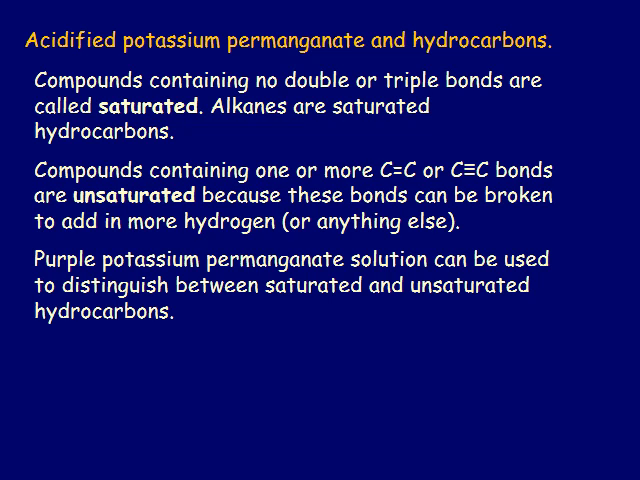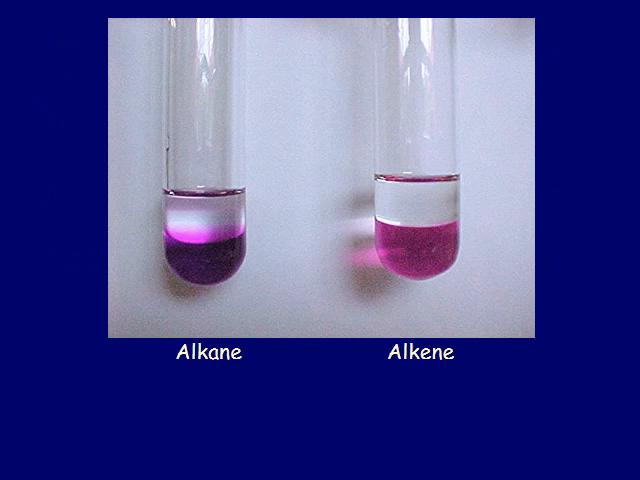Purple potassium permanganate solution can be used to distinguish between the saturated and unsaturated hydrocarbons, or between alkenes and alkanes, because alkanes are saturated and alkenes are unsaturated. So here we have an alkane and an alkene. You've dropped your acidified potassium permanganate solution in first, then you've added your alkane and alkene, so you get your two layers. The lower layer is your aqueous solution containing potassium permanganate, and the top layer is the organic layer containing either the alkane or the alkene. Then we mix it just as before.